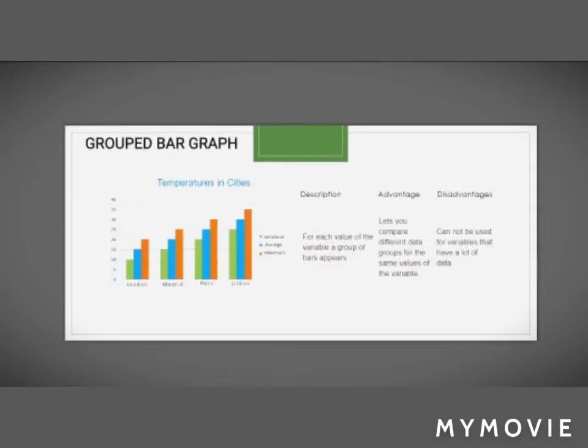Second type, group bar graph. For each value of the variable, a group of bars appears. Advantages of group bar graph: it lets you compare different data groups for the same values of the variable. Disadvantages: it cannot be used for variables that have a lot of data.